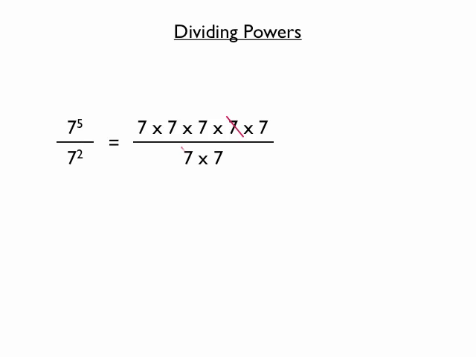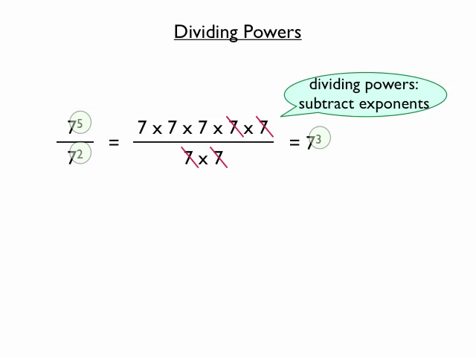Notice that 2 of the 7's cancel in the top and the bottom. That leaves 3 7s, so the answer is 7 to the 3rd power. In this case, we subtract the exponents, 5 minus 2, to find the answer exponent of 3.